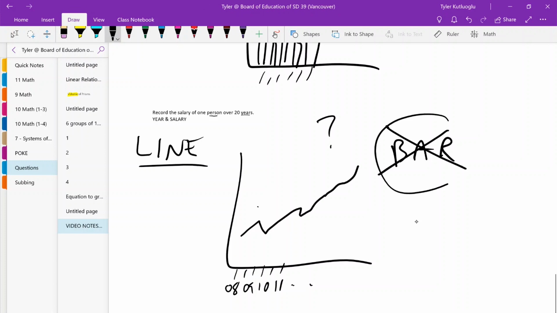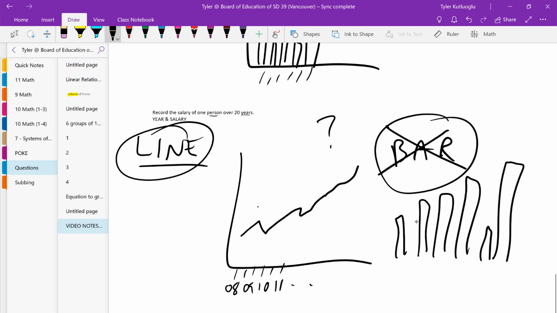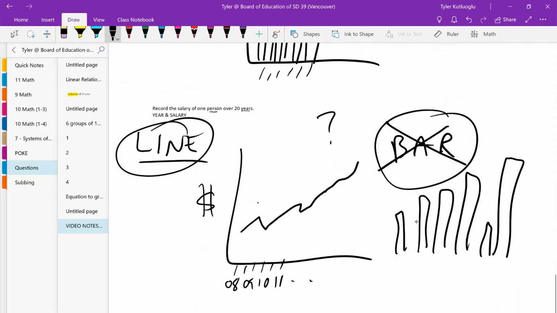You could technically do a bar graph if you wanted, showing like the different years and how his salary is getting higher and higher, except for this one year where we got a pay cut, whatever. It's up to you. Line graph makes more sense to me in this kind of situation. Oh, and then this would be the money on the side. So that's all I wanted to talk about with these. That's the basics of the most basic type of graph we're going to do.